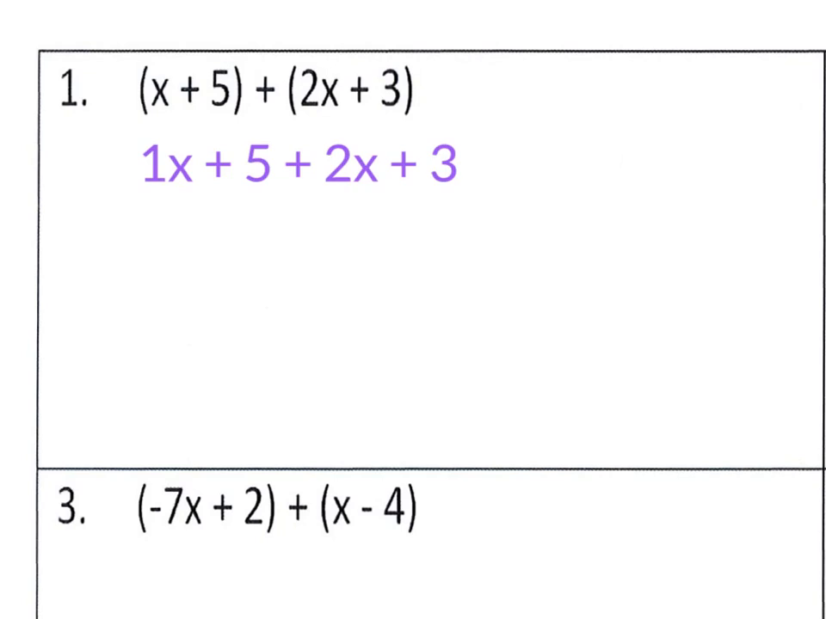The first thing that I'm looking for is usually a variable, so I see that I have a 1x and a positive 2x. So I'm going to put those two together. 1x plus 2x gives me 3x. Then I see my constants. I have a positive 5 and a positive 3. Those don't have a variable. They're both constants. I can put them together. So 5 plus 3 is 8.